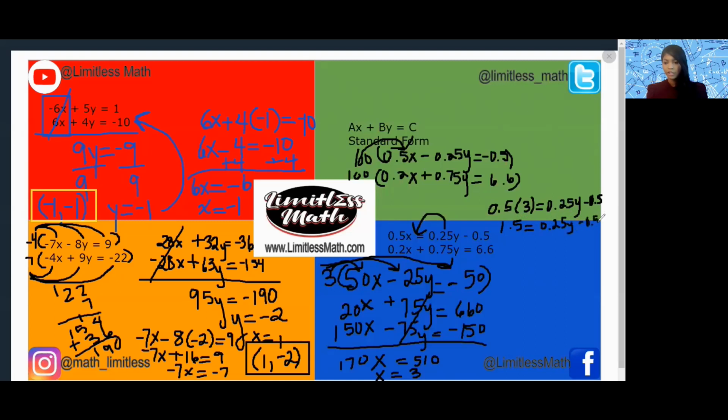Trying to solve for y, we're going to add 0.5 to both sides. That cancels, and we get 2 equals 0.25y. And we would divide both sides by 0.25. 2 divided by a quarter will give us 8. So we have x is 3, y is 8. Our ordered pair for our answer is 3, 8. And that is solving systems of equations using elimination.